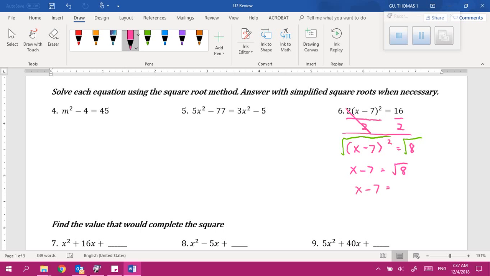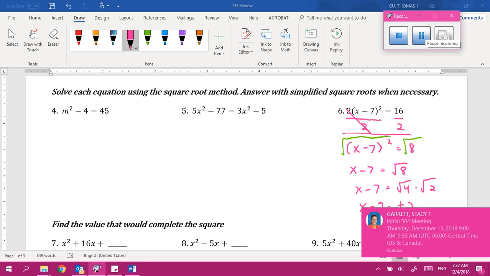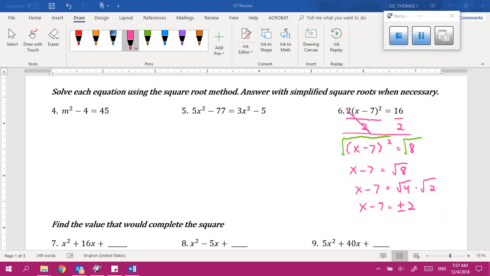So x minus 7 equals square root of 4 times square root of 2. And we can simplify one of those, right? Which one? Square root of 4, which is what? Plus or minus 2. So here we are, x minus 7 equals plus or minus 2 square roots of 2.